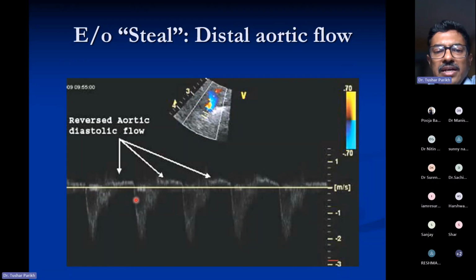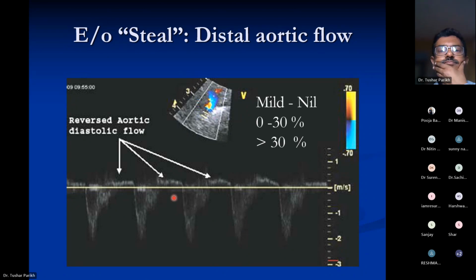Now, if there is a significant PDA, this diastolic runoff, this diastolic blood flow, instead of remaining anterograde, becomes retrograde and goes into the left pulmonary artery. So in diastole the blood is going back into the pulmonary artery. So basically you have to grade the amount of aortic steal. If there is a small PDA, there is no aortic steal. In a moderate PDA, about 30% of the anterograde flow is seen in reverse. And if there is a large PDA, more than 30% of the anterograde flow will be seen in the reverse direction.